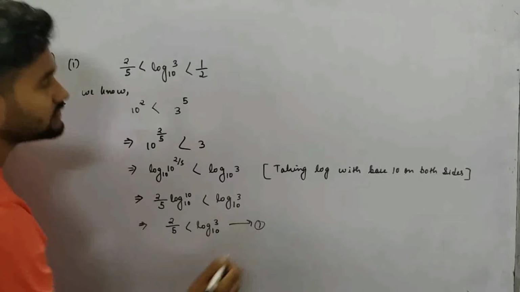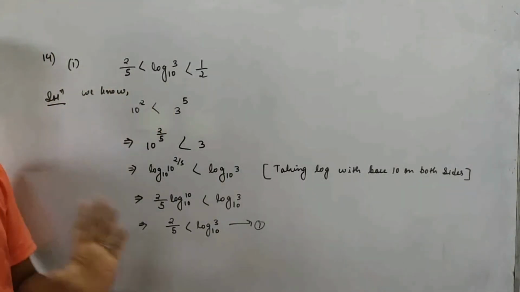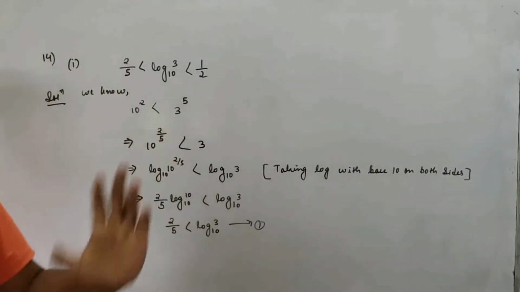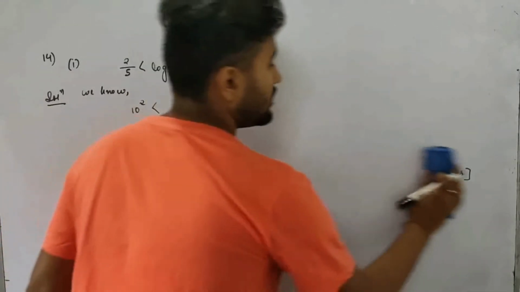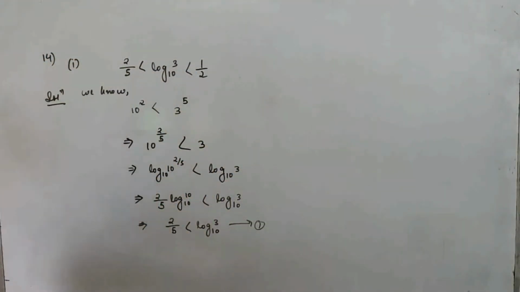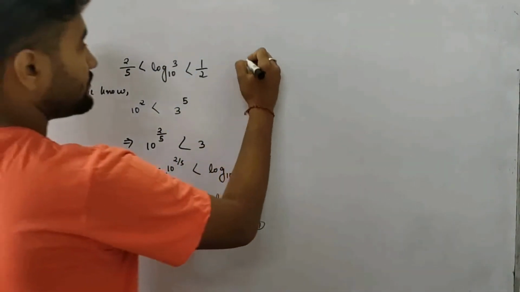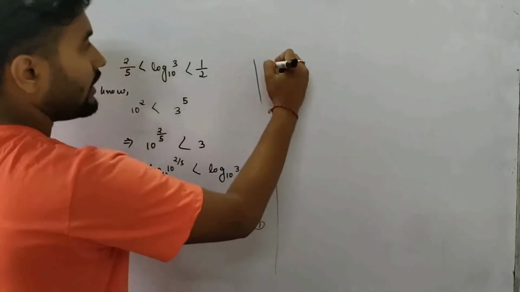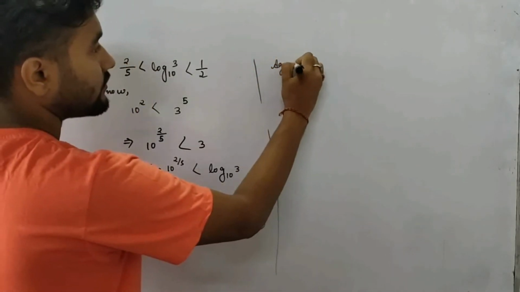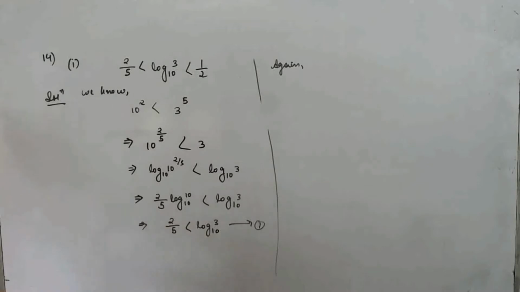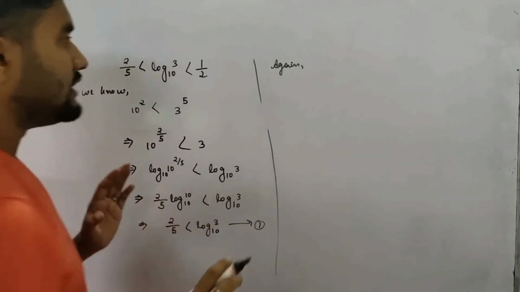So equation 1. See, this part we have got. This part we have got, okay. Now let us go for that part, the left side part, okay. So this part now we will prove, okay. So again, it's the same process, okay.